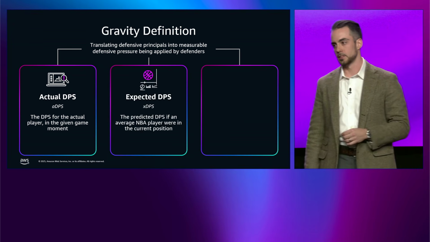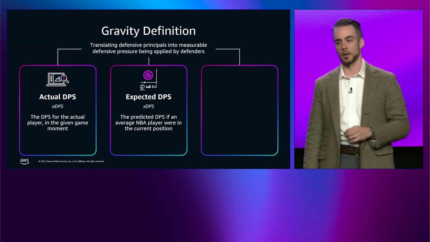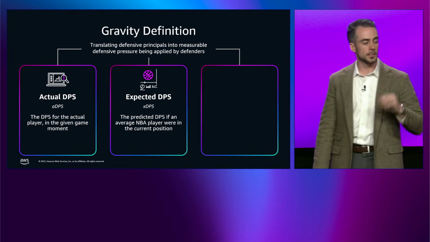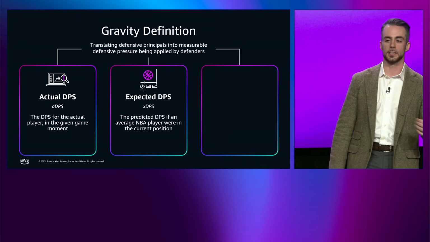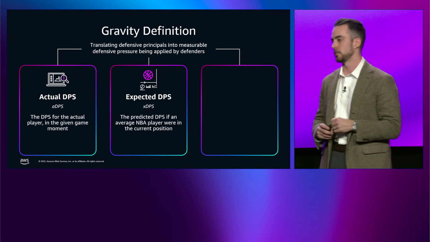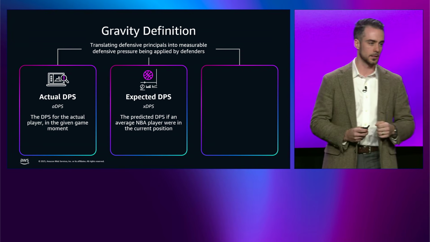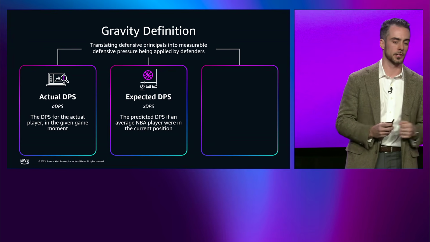What AWS has helped us develop is an expected defensive pressure score model, which is a machine learning model, which takes the inputs of the offensive positioning and the ball and tells us where we expect the defense to be standing based on where the offensive players and the ball are.